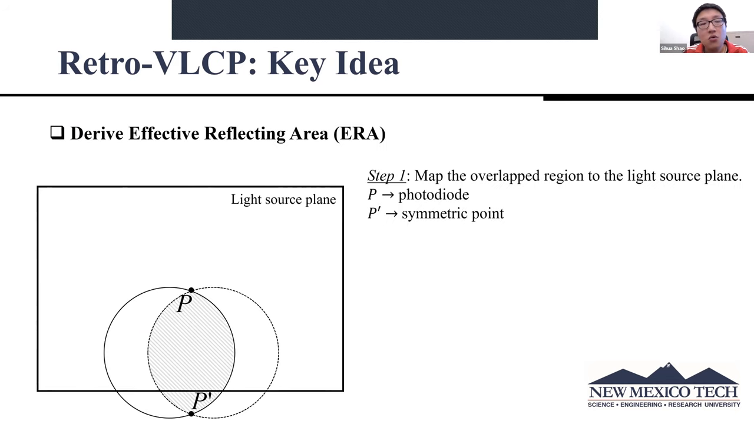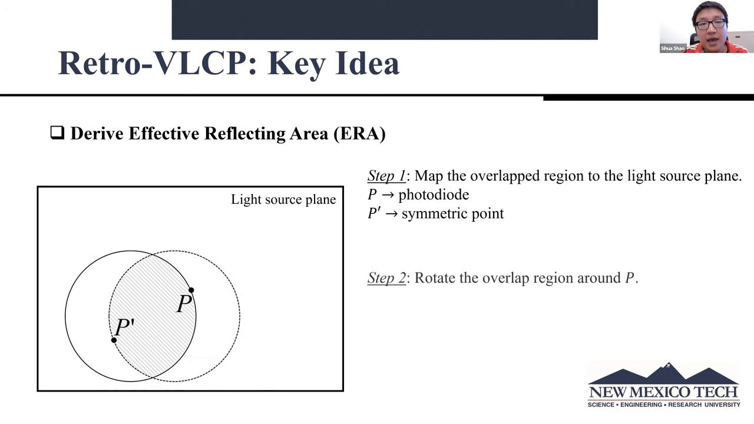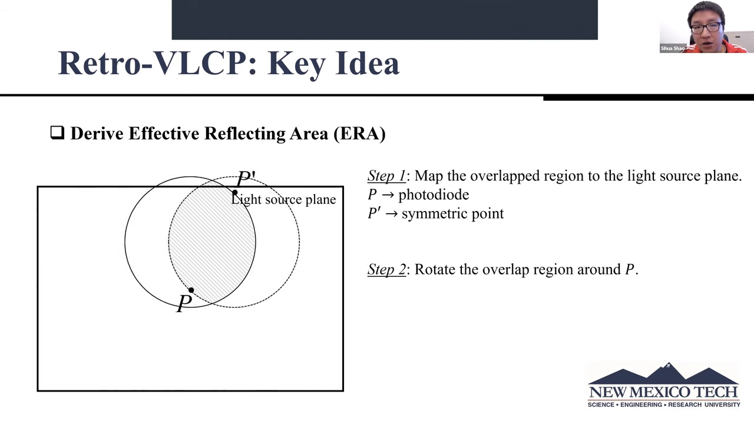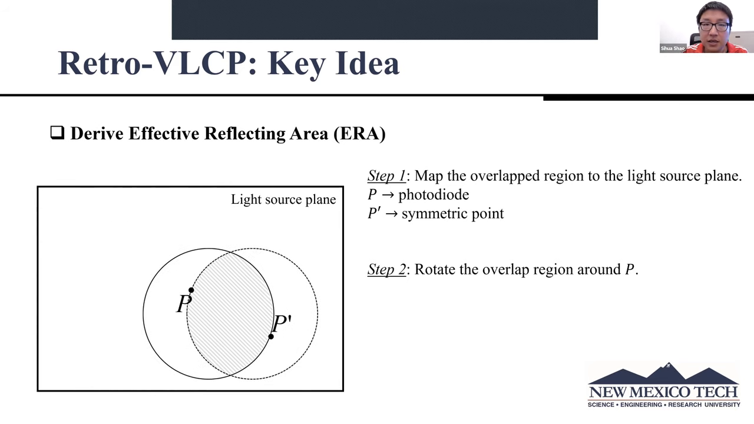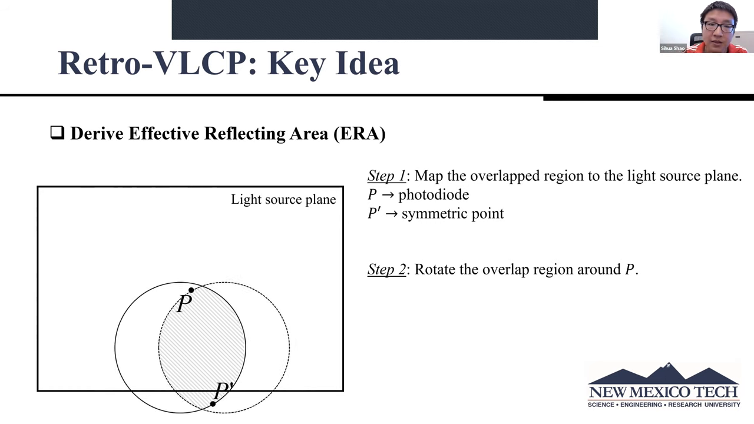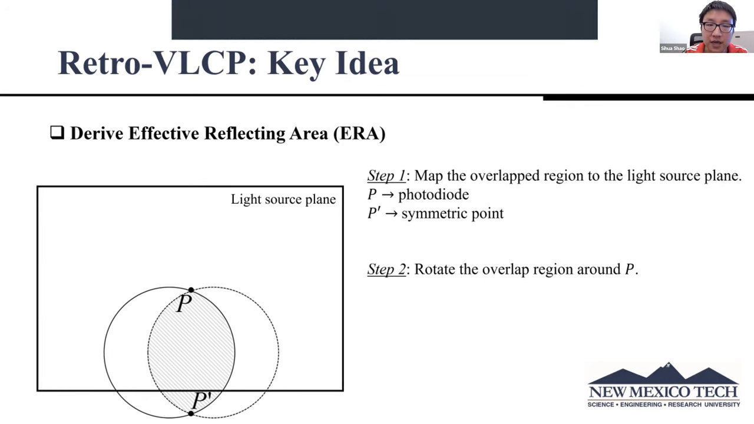So we put these two circles on top of the light source plane, which is the light source on the ceiling. To figure out the ERA, we rotate this intersection area around P. P is the place of the photodiode, and P prime is the symmetric point, which indicates the trajectory, the boundary of that ERA. So when we do this rotating, P prime is the boundary of the ERA.